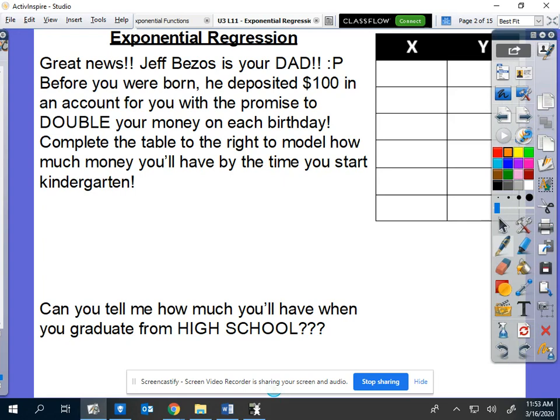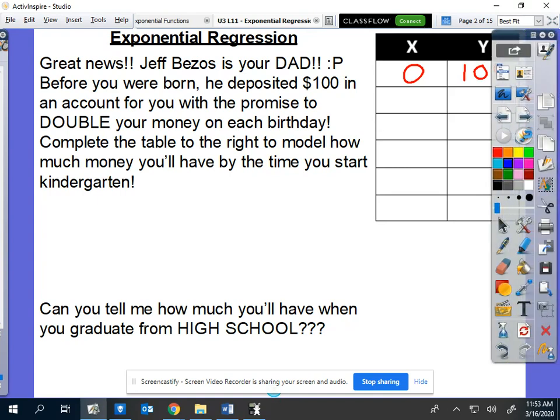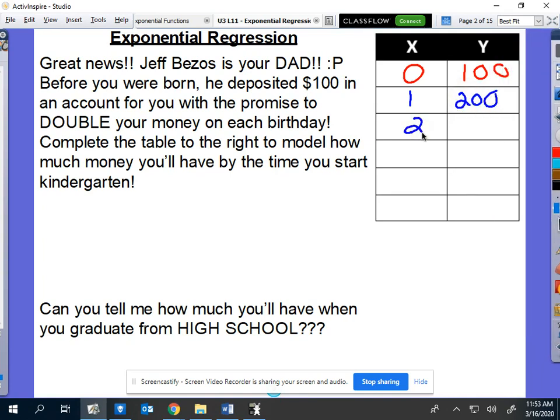So let's start out with the fact that before you were born, so you were 0 years old, and he went ahead and put $100 into the bank. Then every single year, he's going to double your money. So when you turn 1, you're going to have $200. When you turn 2, you're going to have $400. You're 3 years old, you're going to have $800. 4 years old, you're going to have $1,600. And then by the time you start kindergarten, 5 years old, you're going to have $3,200 in the bank. Okay? So we can definitely fill out this table, that's no problem.